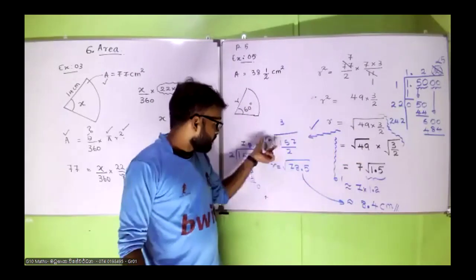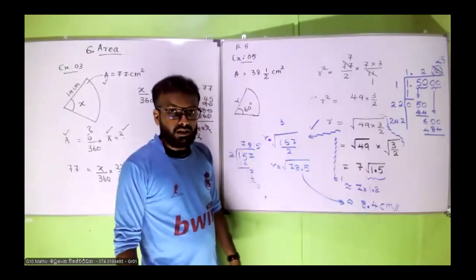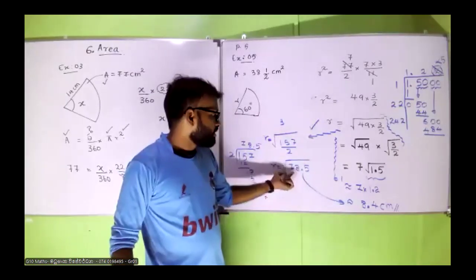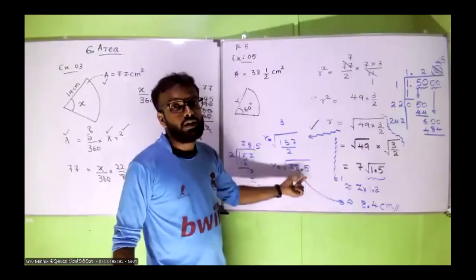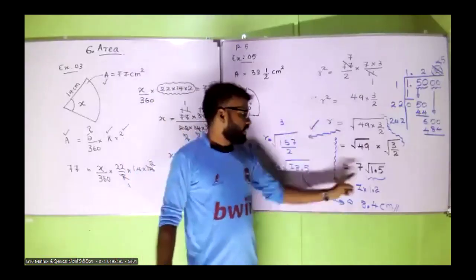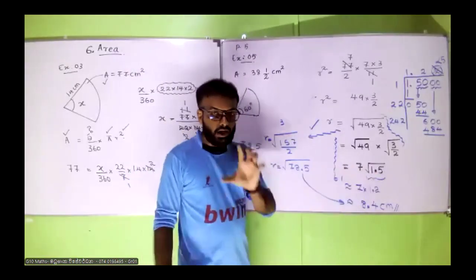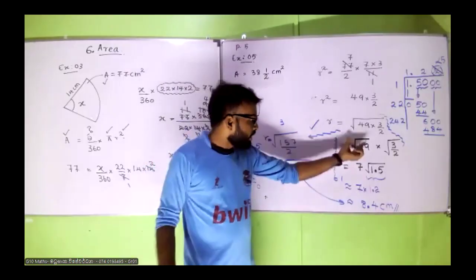Don't know. You can do this way as well. But it will be a bigger value, 78.5, square root of 78.5, when it compares to 1.5, right? So you need to catch these points as well.